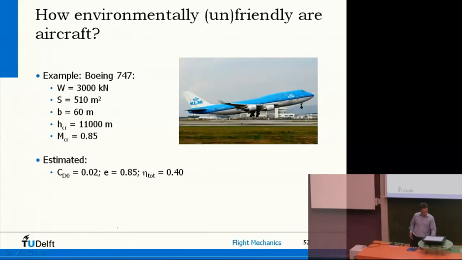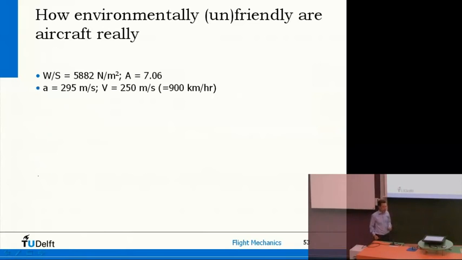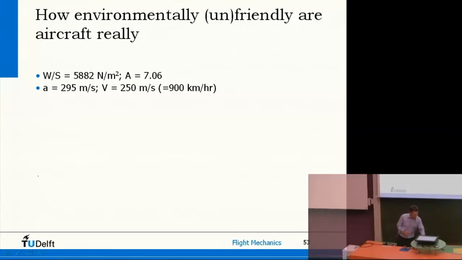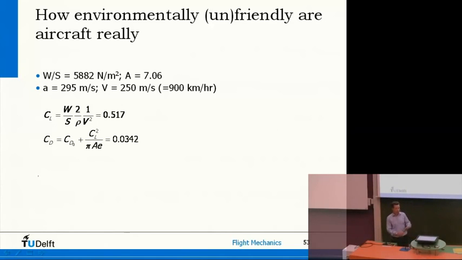If you take these numbers, let's just look at it. So this aircraft has a wing loading of about 6,000 newtons per square meter, an aspect ratio of 7. At 10 kilometers altitude, or what was it, 11 kilometers, the speed of sound is more or less 300 meters per second. So it was given that this aircraft cruises at Mach 0.85, so that means the aircraft is going 250 meters per second, or more or less 900 kilometers per hour. Now, if you know the airspeed and you know the weight and the air density at 11 kilometers, you can calculate lift coefficient, about 0.5, and from the parabolic lift drag polar you can then calculate what is the actual drag coefficient.